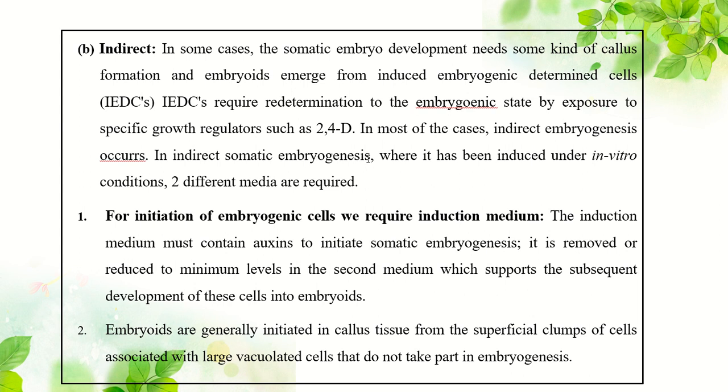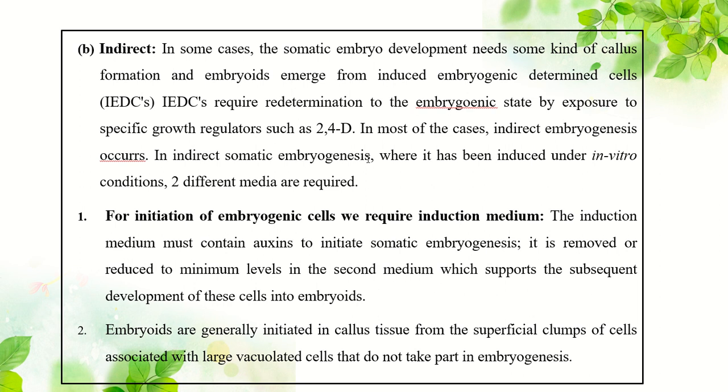One is for initiation of embryogenic cells, that is the induction medium. We require an induction medium. This induction medium must contain auxin. Remember this word: the induction medium must contain auxin to initiate somatic embryogenesis. It is removed or reduced to a minimal level in the second medium. First medium and second medium. The second medium supports the subsequent development of these cells into embryos.